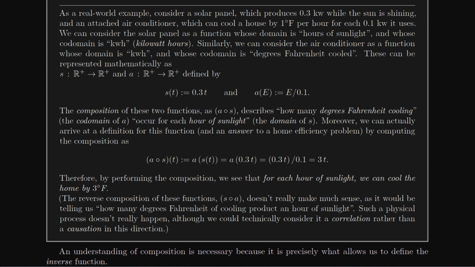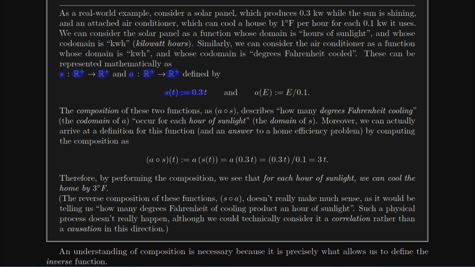We can consider the solar panel as a function whose domain is hours of sunlight and whose codomain is kilowatt hours. Similarly, we can consider an air conditioner as a function whose domain is kilowatt hours and whose codomain is degrees Fahrenheit cooled. They can be represented mathematically as well. Here's my solar panel, which takes positive hours of sunlight to positive kilowatt hours, and the air conditioner takes positive kilowatt hours to positive degrees cooled. The solar panel makes 0.3 kilowatts for each hour, so in this case 0.3 times hours, right?